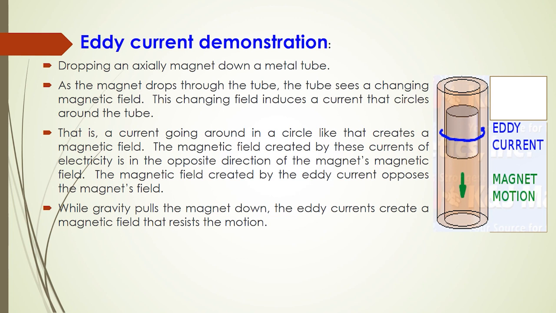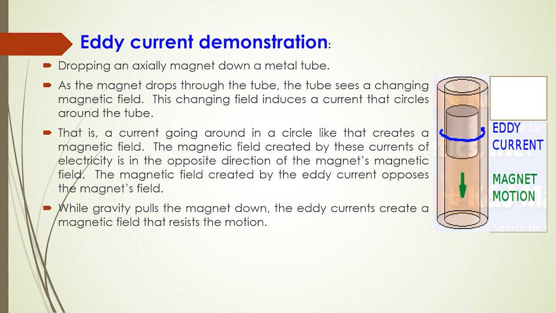The magnetic field created by these currents of electricity is in the opposite direction of the magnet's magnetic field. The magnetic field created by the eddy current opposes the magnet's field, while gravity pulls the magnet down. The eddy currents create a magnetic field that resists the motion.